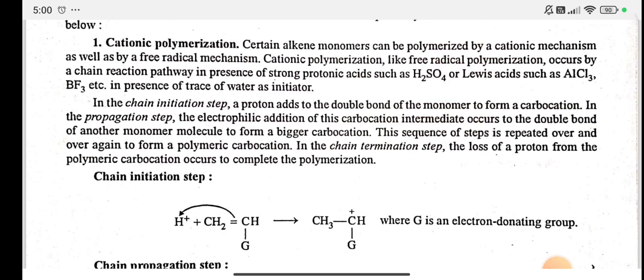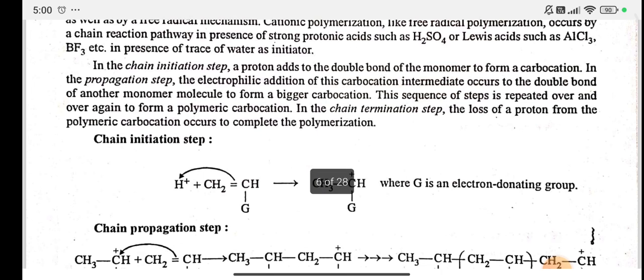Propagation step: the electrophilic addition of this carbocation intermediate occurs to the double bond of another monomer molecule to form a bigger carbocation. This sequence of steps is repeated over again to form a polymeric carbocation. In the chain termination step, the loss of a proton from the polymeric carbocation occurs to complete the polymerization.